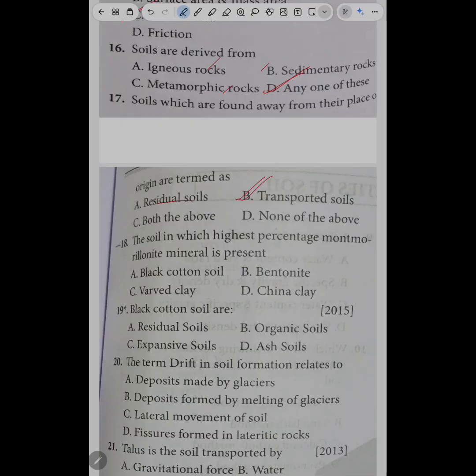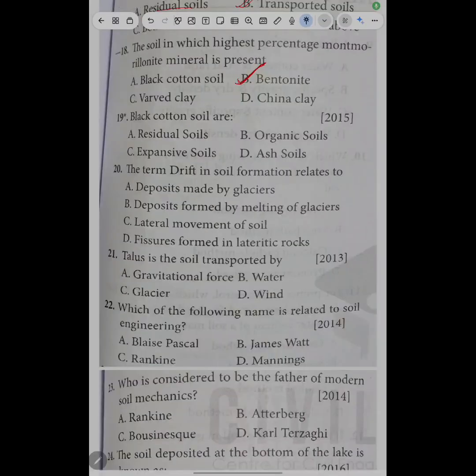Okay, next, 18th question: the soil in which the highest percentage of montmorillonite mineral is present. Montmorillonite is present in bentonite clay. In bentonite clay, a high percentage of montmorillonite mineral is present. Black cotton soil also contains montmorillonite but less than the percentage in bentonite. Then varved clay, we know, is a sedentary deposit of alternate layers of silt and clay. Then China clay, kaolin, is mainly composed of kaolinite.